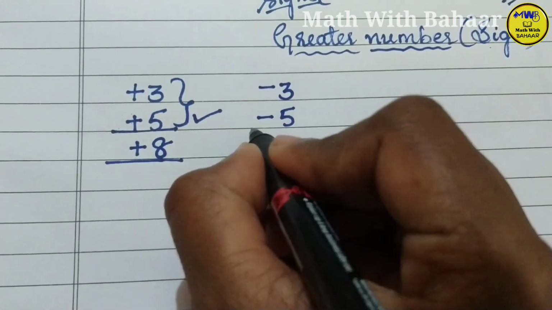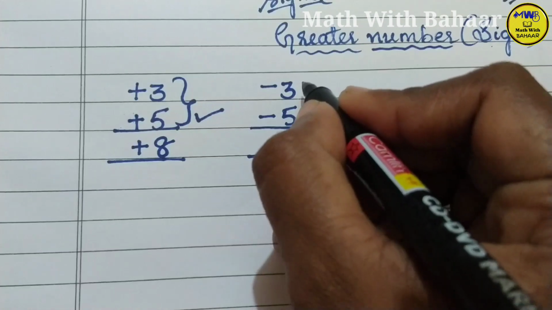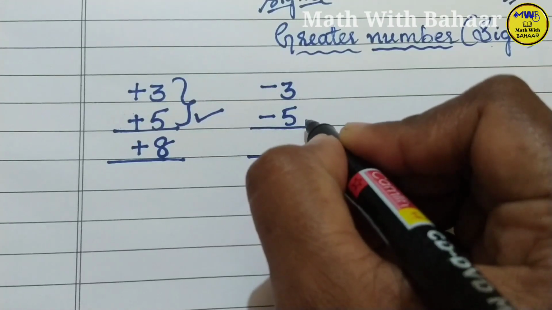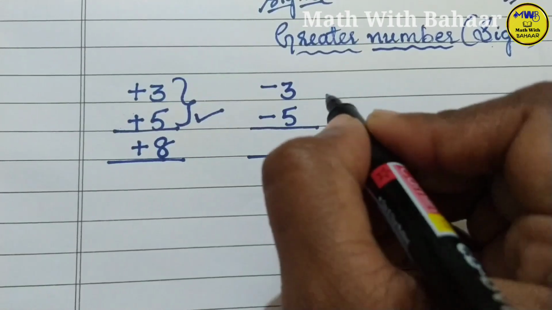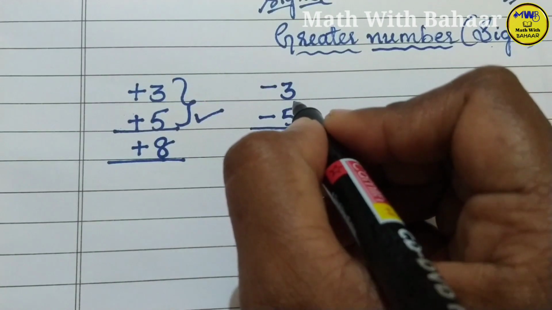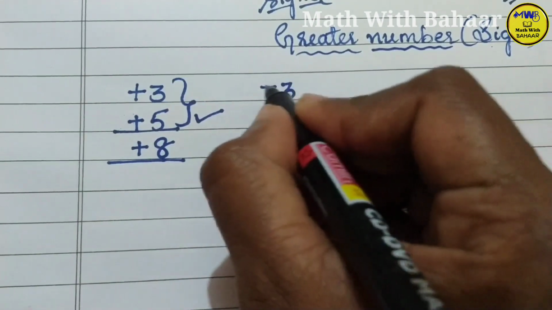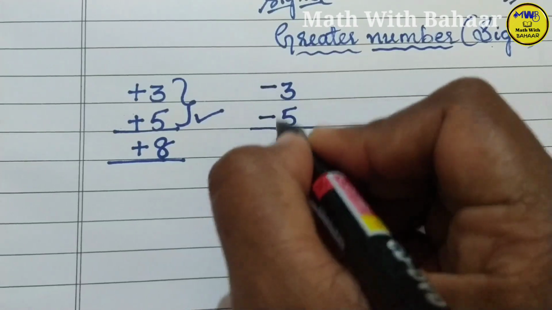Minus 3 and minus 5. Again, as I told you, whether we have to add the numbers or subtract the numbers depends on the rules that we have learned now. If you have the same signs, then we are going to add the numbers. If you have different signs, then we are going to subtract the numbers, and in the result we are going to put the greater number's sign.